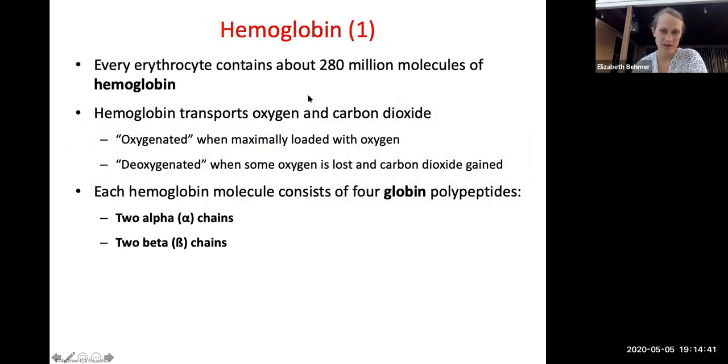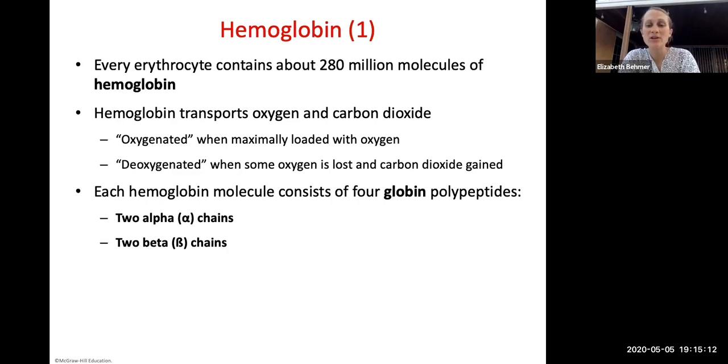So here's where we'll talk about hemoglobin. Every red blood cell contains about 280 million molecules of hemoglobin. Hemoglobin can be oxygenated or deoxygenated. It's oxygenated if it's maximally loaded with oxygen, and it's deoxygenated when some oxygen is lost and carbon dioxide is gained, usually when your blood is carrying carbon dioxide as a waste product to get rid of it.